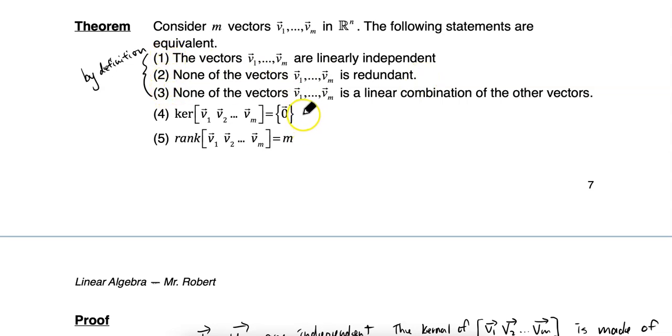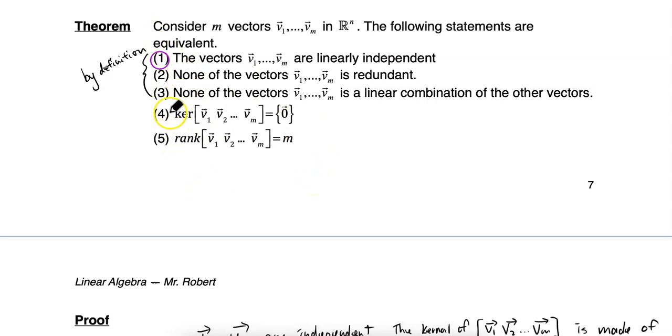How are we going to show that statement 4 and statement 5 are also equivalent? We're going to work specifically with the first statement here. We're going to show that 1 is equivalent to 4, and then we'll show that 1 is also equivalent to 5, and that will make all the connections.